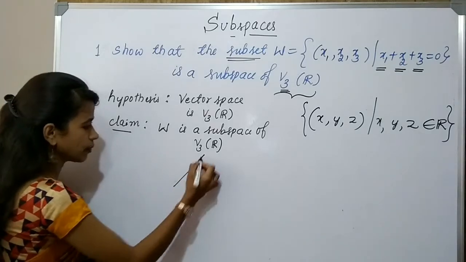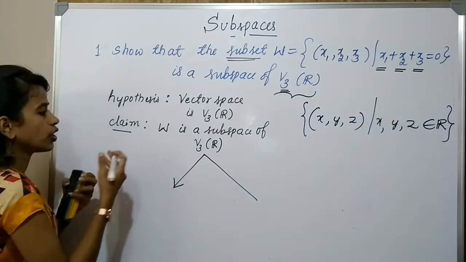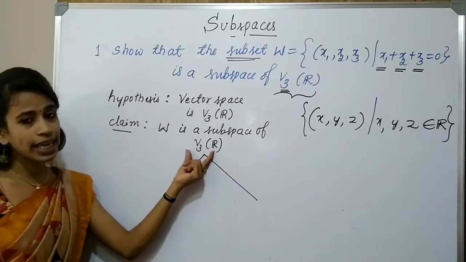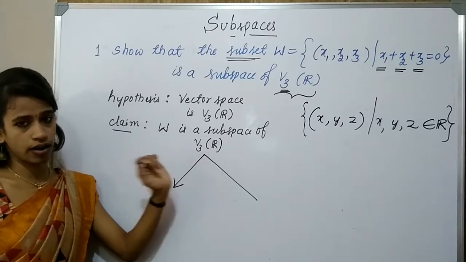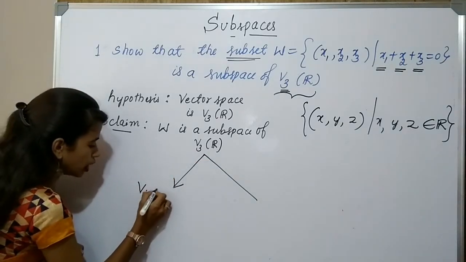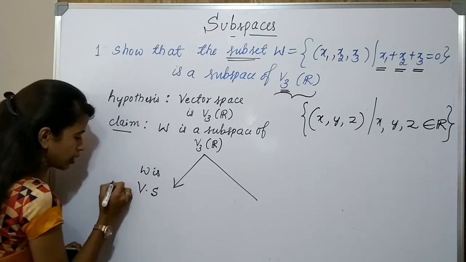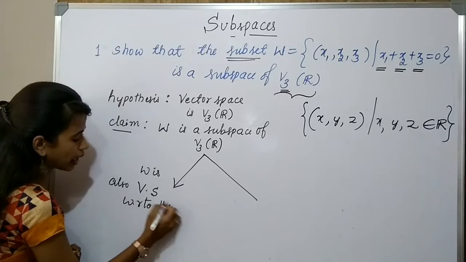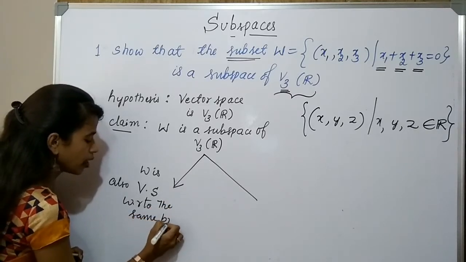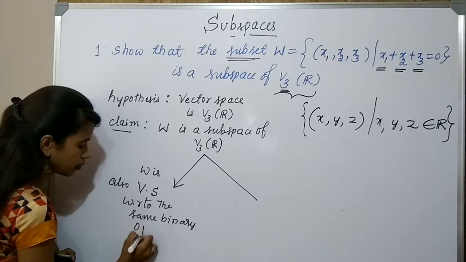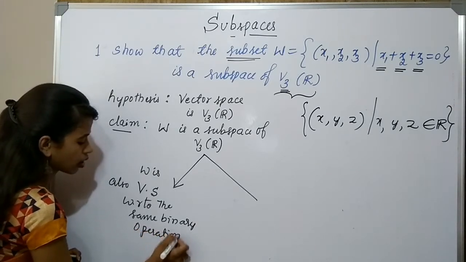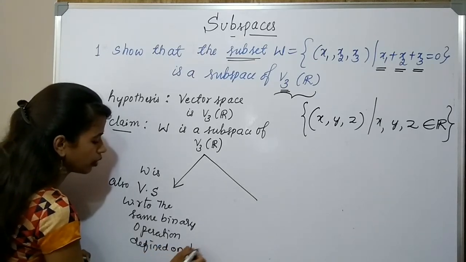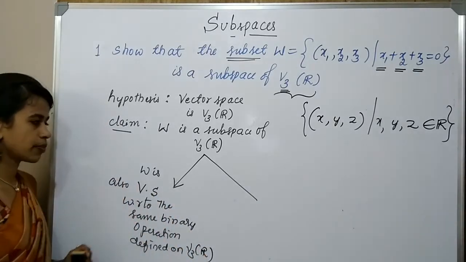So first method: you just show that W forms a vector space with respect to the same binary operation defined on R. That is, we have to show that W is also a vector space with respect to the same binary operation defined on the vector space V3 of R. So this is the first method.